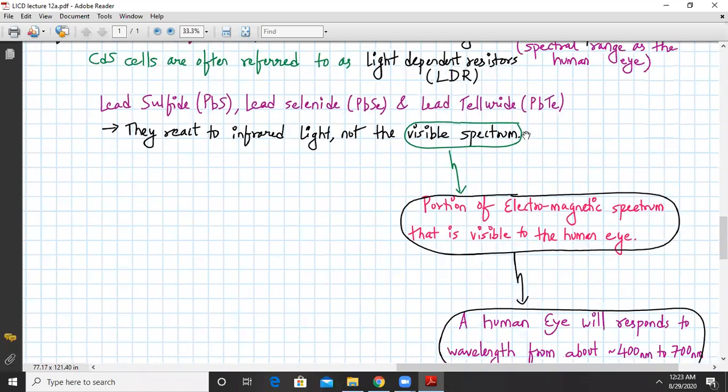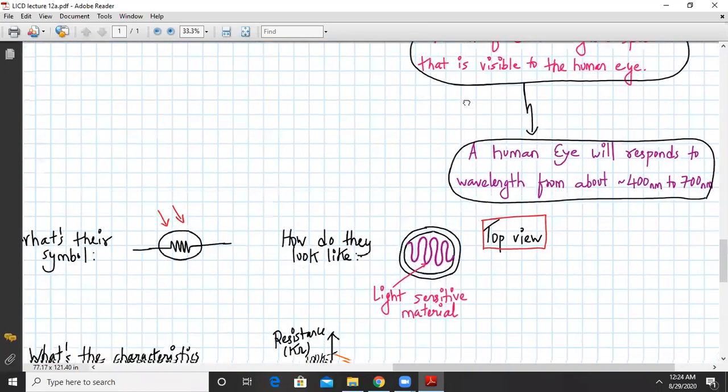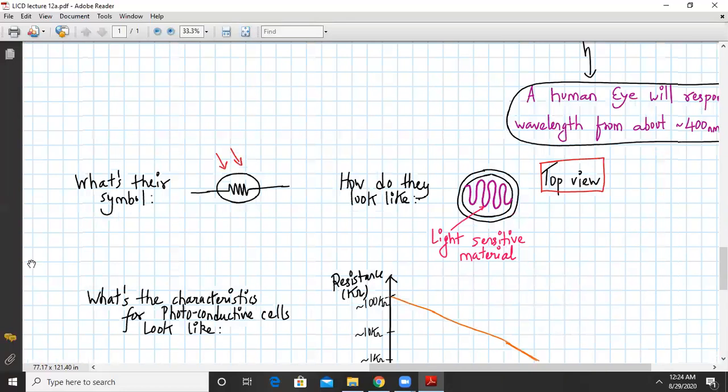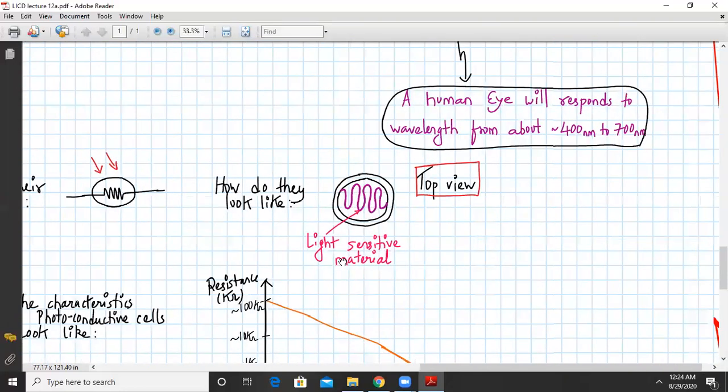So what is visible spectrum? The visible spectrum is the portion of electromagnetic spectrum that is visible to the human eye. A human eye, just for information, will respond to wavelengths from about 400 nanometers to 700 nanometers. So that's what the symbol looks like. It's a resistor marked with an elliptical circle, and you have arrows pointing inwards indicating that when light is falling, its resistance is changing. Now how do they look?